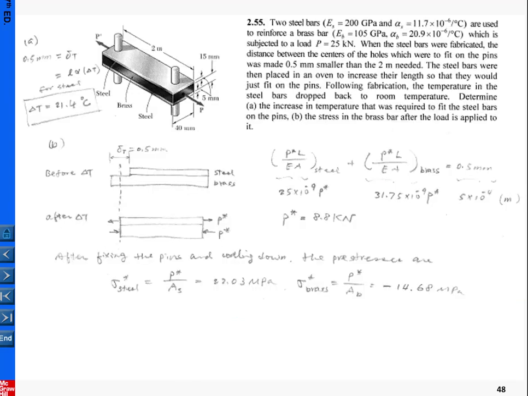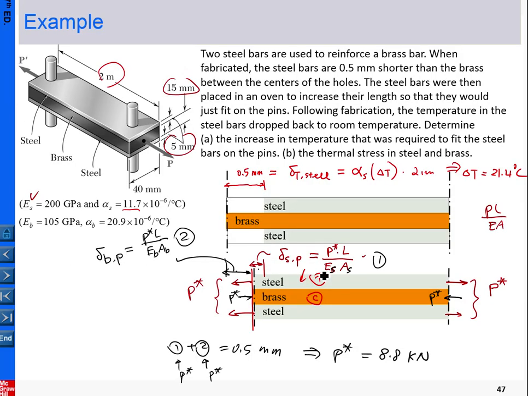Okay, the detailed calculations are here. Once you solve for P star, then you should be able to determine the thermal stress. You simply divide the force by the appropriate cross-sectional area in each material. Again, in steel that is in tension, in brass that is in compression, like we indicated here.